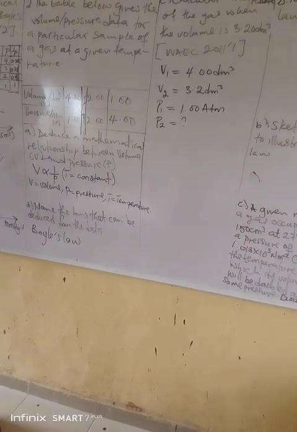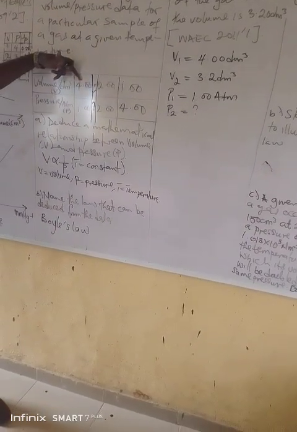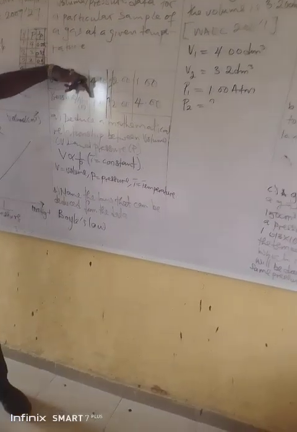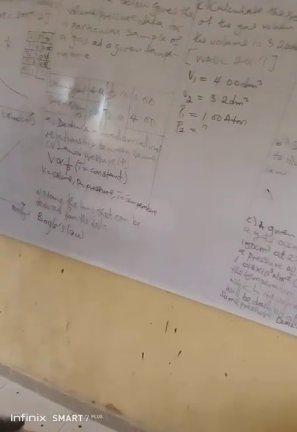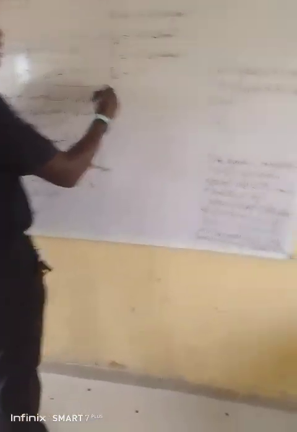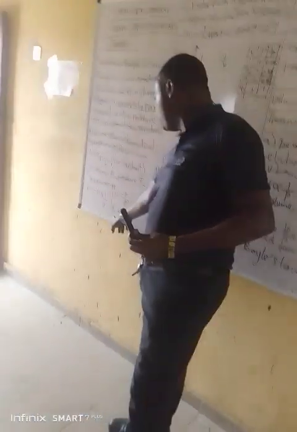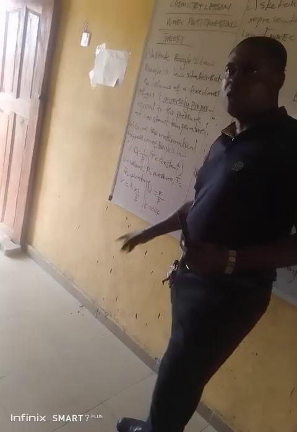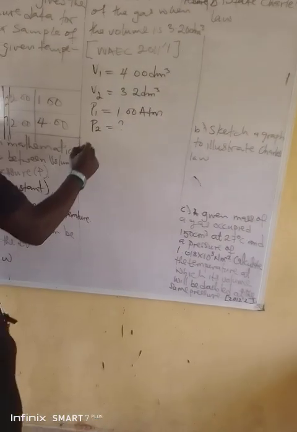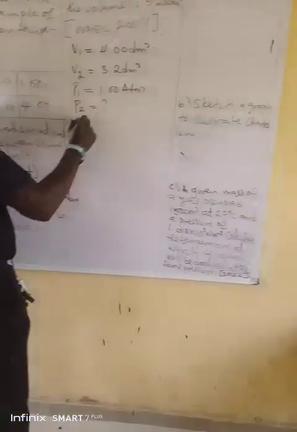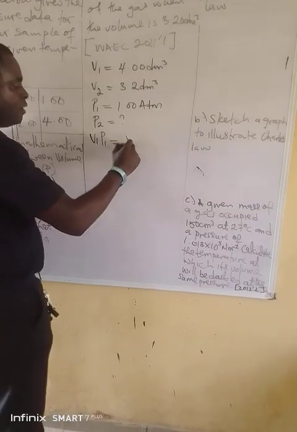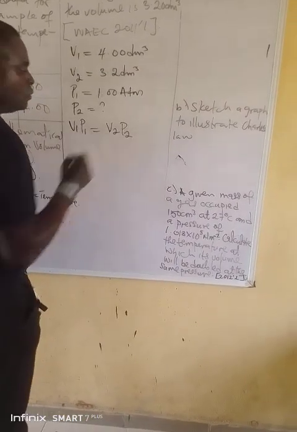I know that this is my first volume, V1, and this one is my first pressure, P1. So what will I now do? What is the formula? We already say K equals to VP. So the formula for calculating Boyle's law will now be V1P1 equals to V2P2. Are we there?